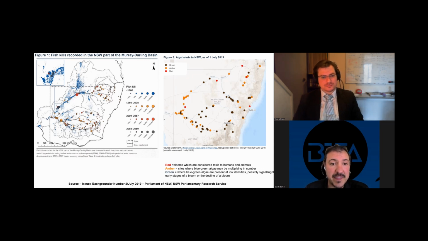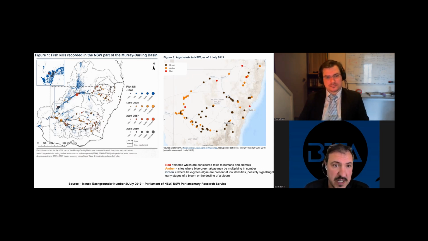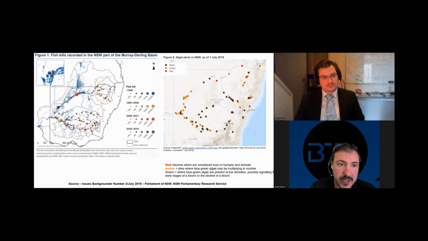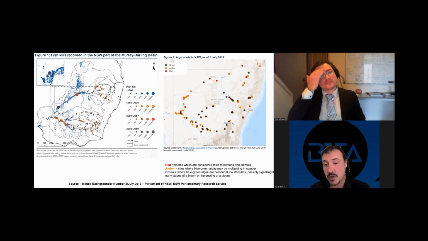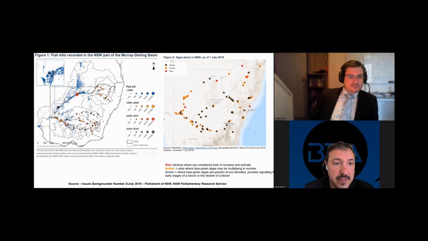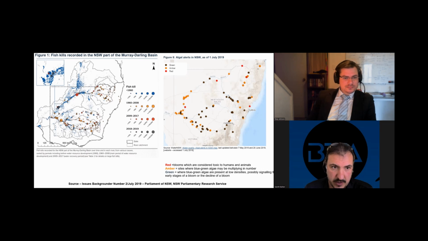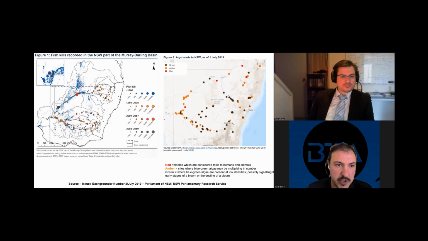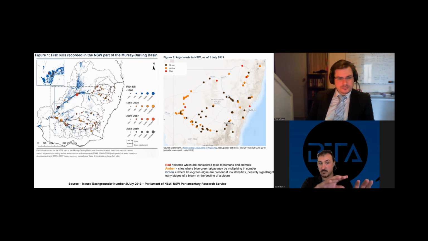Now, if we look at the red dots, we will see that there are quite a few red dots up near the Queensland border that then flow into the Murray River. There is a very big red dot just south of the New South Wales border, which then continues on, and you can see a number of red dots increasing in number and frequency, moving along that same path as the yellow dots did.